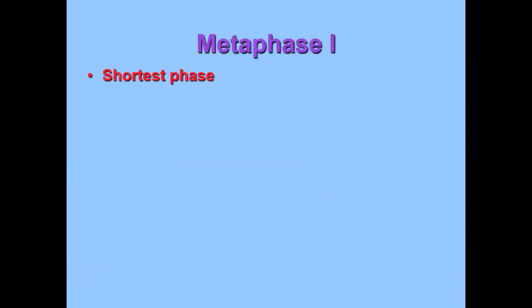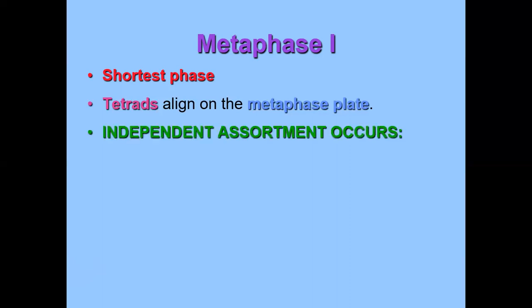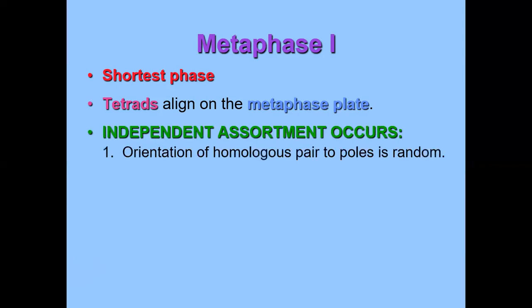Then metaphase 1. Meta means equator, and this is the shortest phase because the homologous chromosomes will align in the center of the cell. So independent assortment occurs here. Independent assortment was actually described by Mendel, and Mendel was the father of genetics.